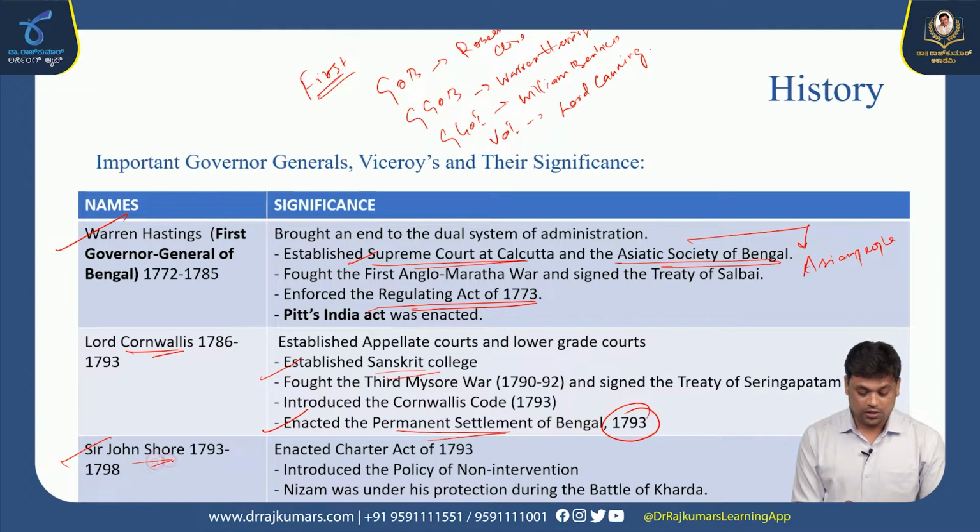Next personality, Sir John Shore. The policy of non-intervention came. Non-intervention means not interfering with the internal affairs of the princely states. That is called the non-intervention policy.